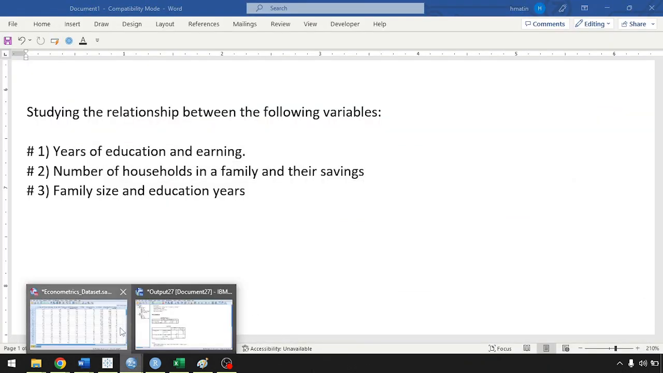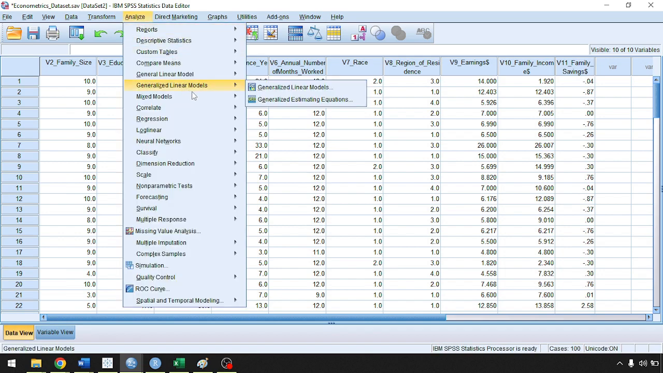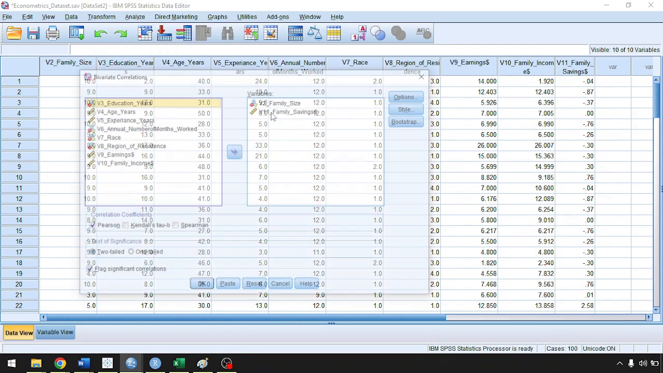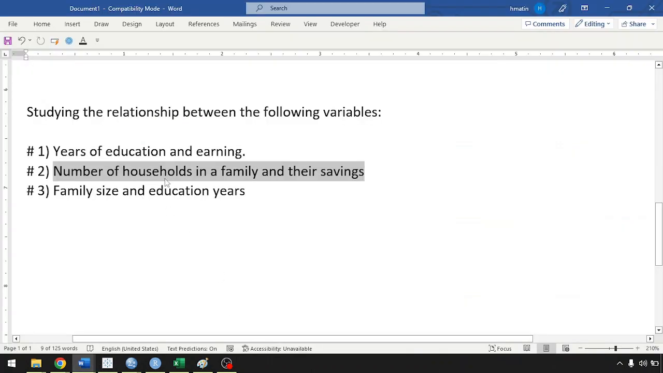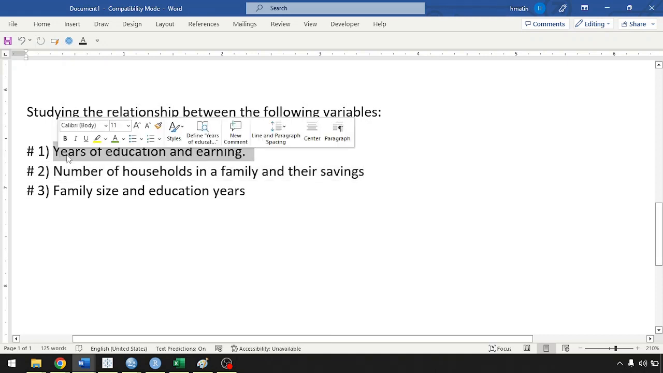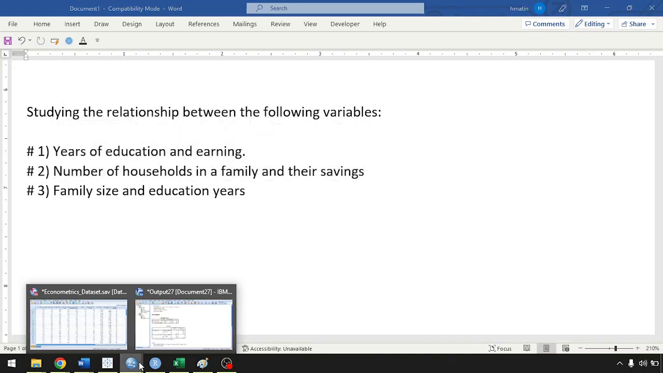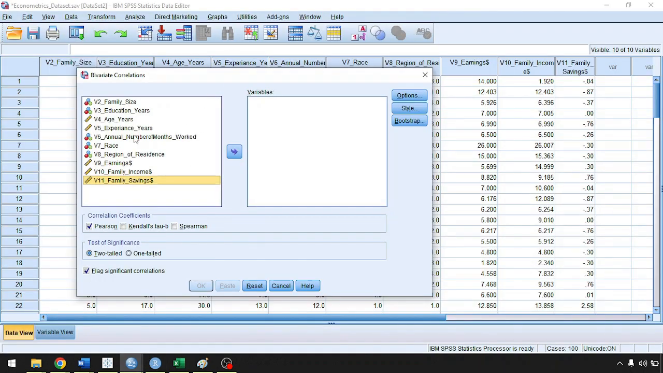All right, let's go check the second test now, which is number of households in a family and their savings. So that would be, let's go back to correlate, bivariate again. That would be families, number of, what was the question again? I apologize. Number of households in a family and their savings. Oh, this was the second one we just tested. So that will be years of education and earning. So let's go check years of education and earning. Years of education. So it will be earnings.